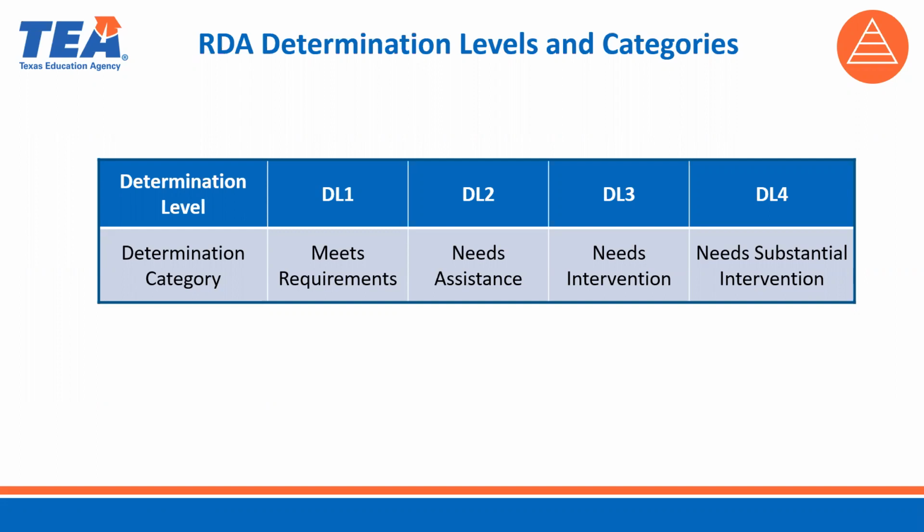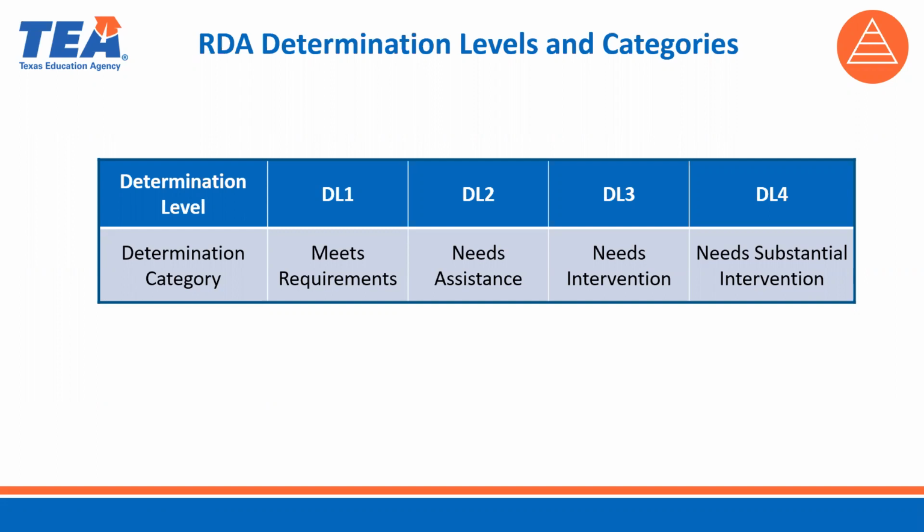LEAs who obtain a DL3 needs intervention have either one area of intense need and/or multiple areas of moderate need as demonstrated through the RDA framework. Areas of improvement are identified through the RDA indicators and LEA self-assessment, identifying the LEA's need for a universal and targeted support. LEAs who obtain a DL3 related to the BE, ESL, EB programs will complete a self-assessment in these areas to inform their continuous improvement efforts.